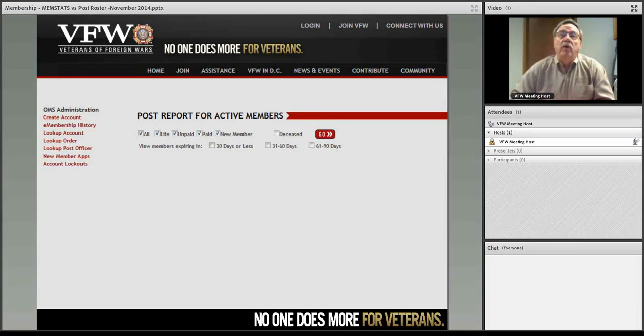What this report allows your quartermaster to do is, by pulling down all, he can get a list of every member associated to your post. He can also pull up every life member that's a member of your post, every unpaid member of your post, every new member of your post, and also deceased members from your post. Let's take a look at all real quickly. Let's say you have a post of 100 members.